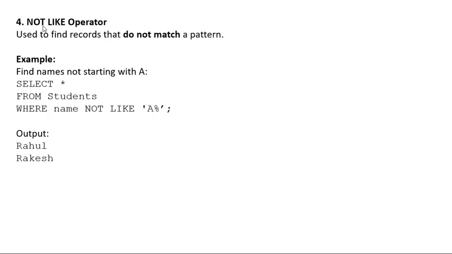Fourth is the NOT LIKE operator, used to find records that do not match a pattern. For example, find the names not starting with A: SELECT * FROM student WHERE name NOT LIKE 'A%'; The names that start with A are not printed, otherwise all the student names are printed.